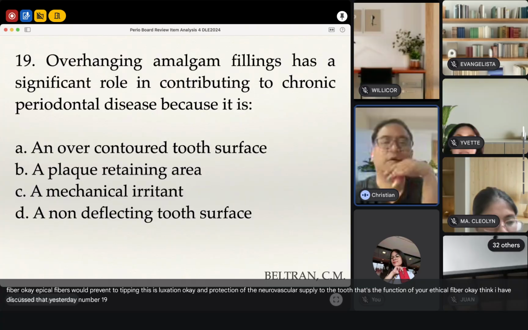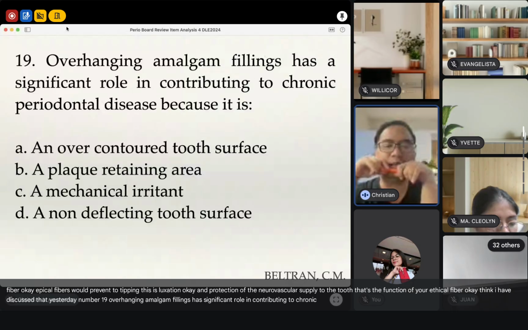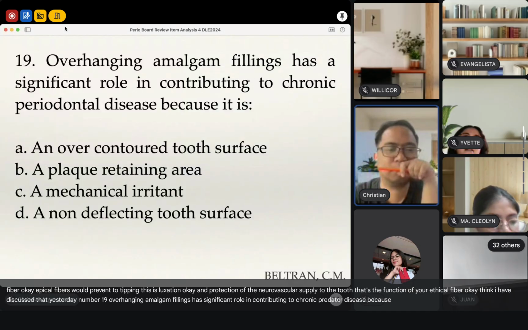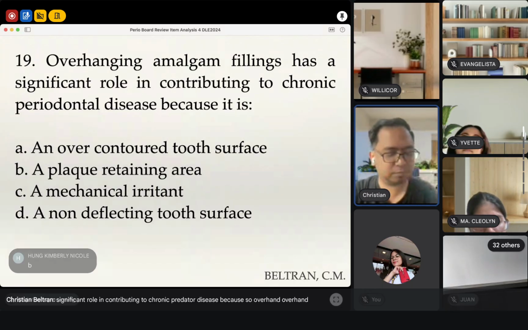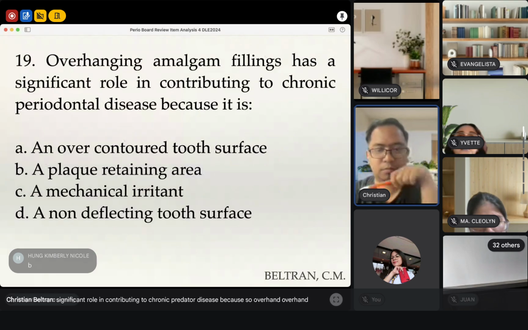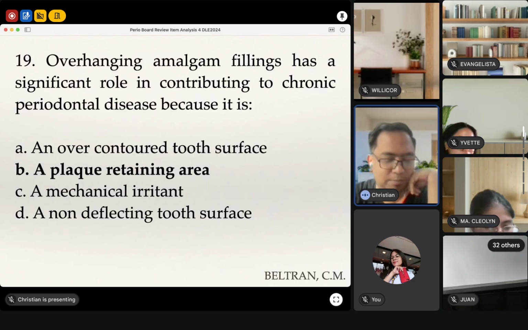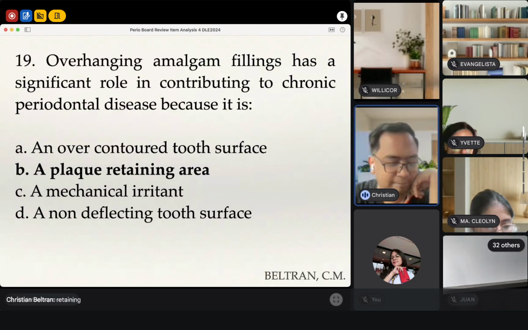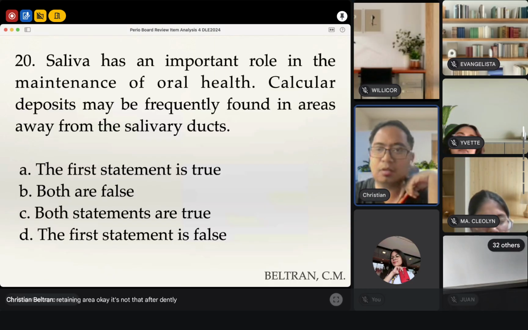Number 19. Overhanging amalgam fillings have a significant role in contributing to chronic periodontal disease because, so overhang, the role of overhang. Of course, it is plaque retentive. Plaque retaining area. Okay, it's like that. Plaque retentive.